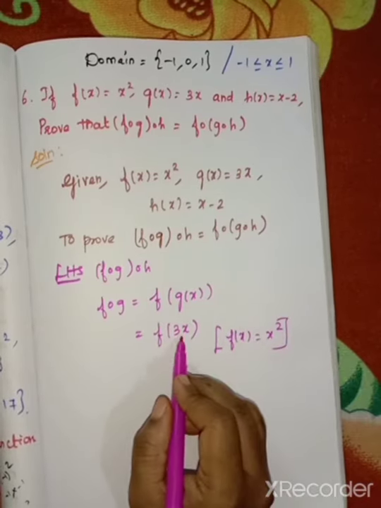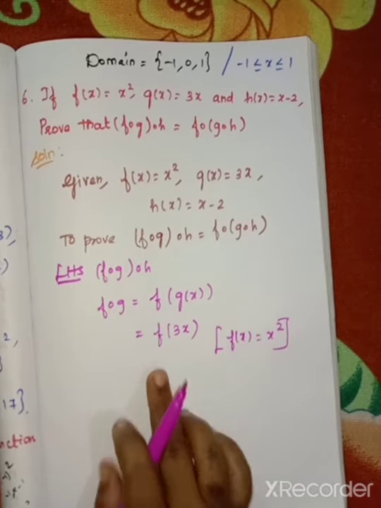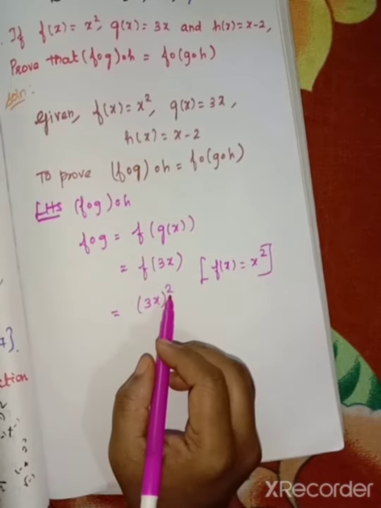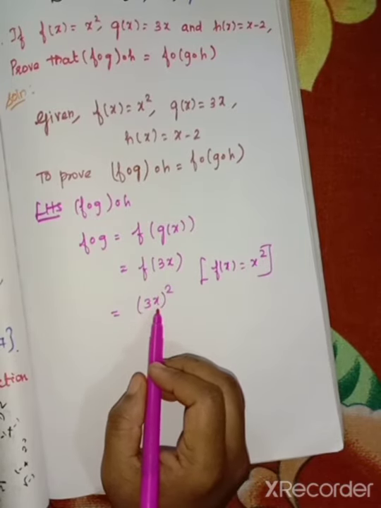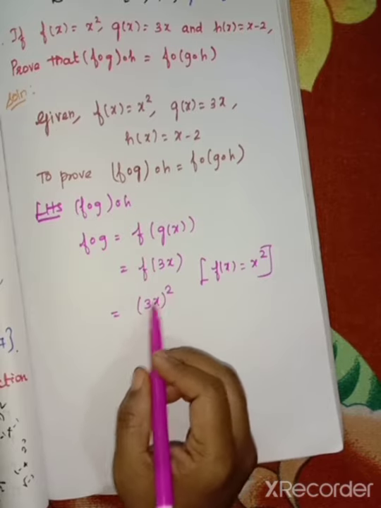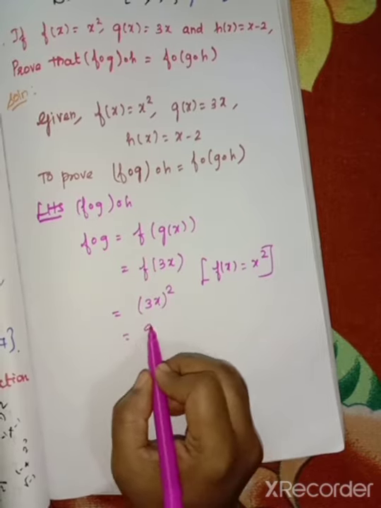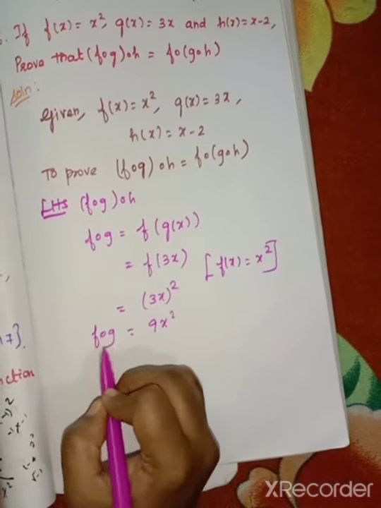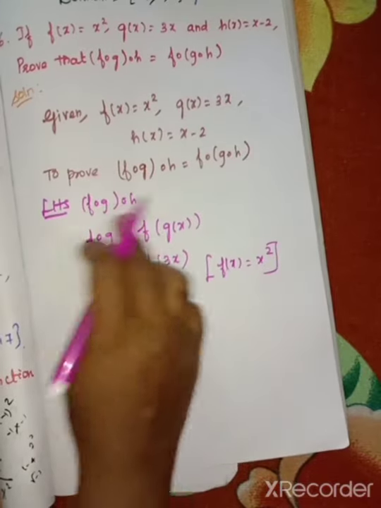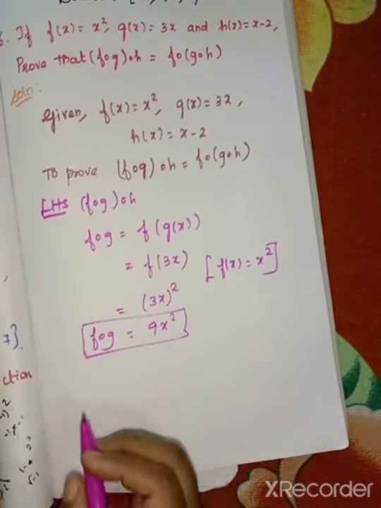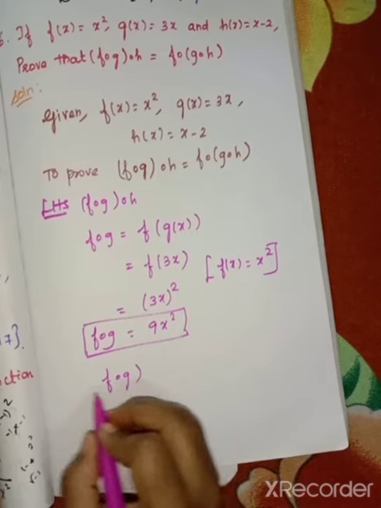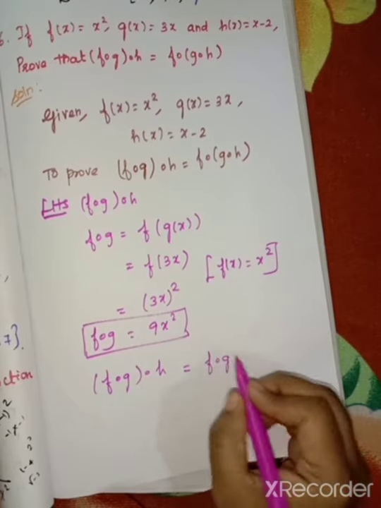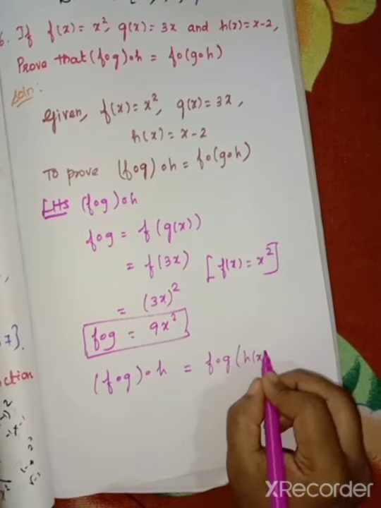Here we have 3x. In place of x we want to substitute 3x. So 3x the whole squared. This squared is for 3 also, x also. So for 3 means 3 squared, that is 3 into 3, 9, x squared. So we can write 9x squared. This is f of g. Now we want to substitute in this f of g of h. So f of g of h we can write as f of g of h of x.